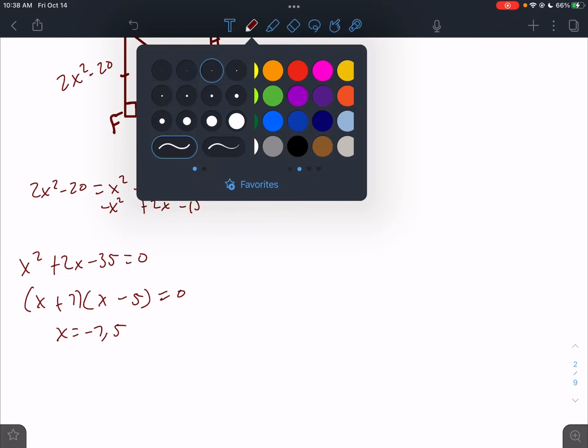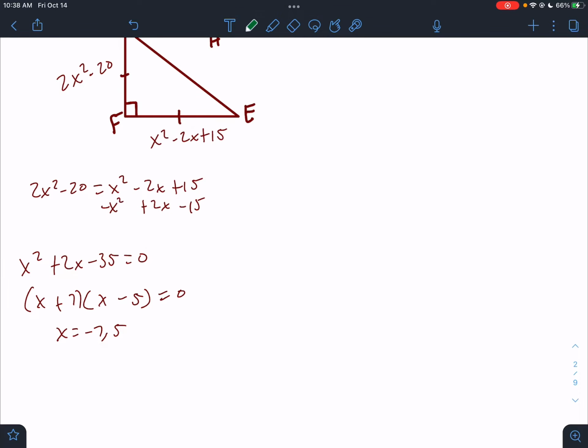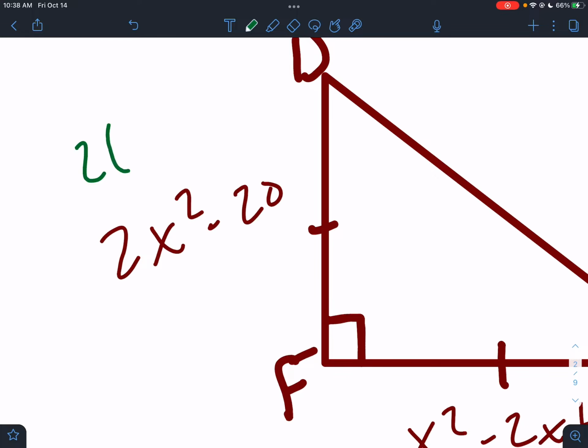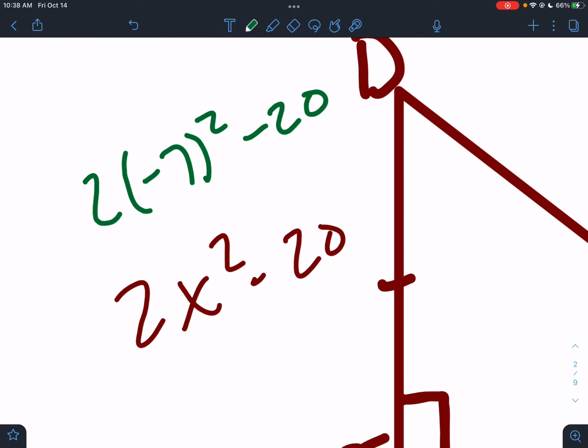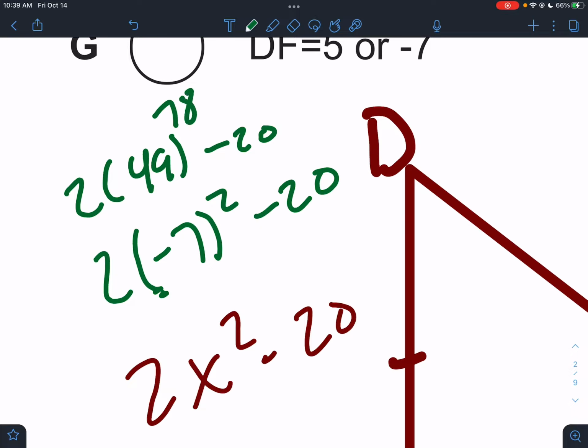We need to plug it back in. People mess up plugging in all the time. 2 times negative 7 squared minus 20. That is 2 times 49 minus 20. If you don't put the parentheses here, you're going to get it wrong. And that's going to be 78.